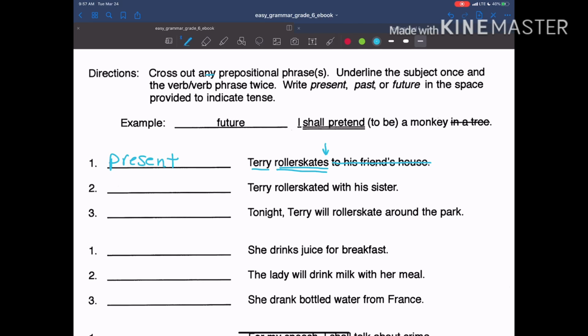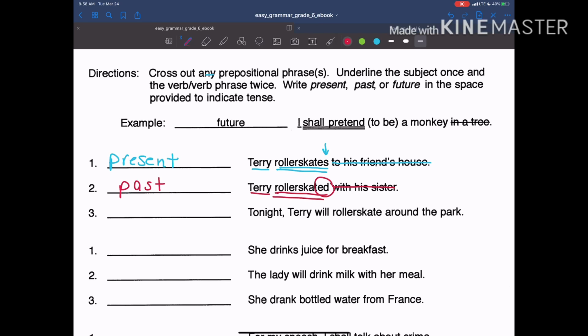Okay, the next one. Terry roller skated with his sister. Is there a prepositional phrase in this sentence? Yes, there is. With his sister, so we cross that out. The subject is Terry, and what did he do? He roller skated. We have an ed here at the end of our verb, which tells us that it is what tense? It is past tense. So our verb here is past tense.